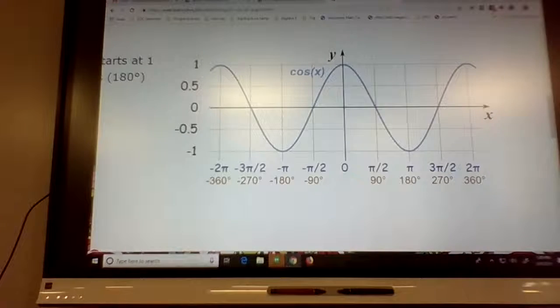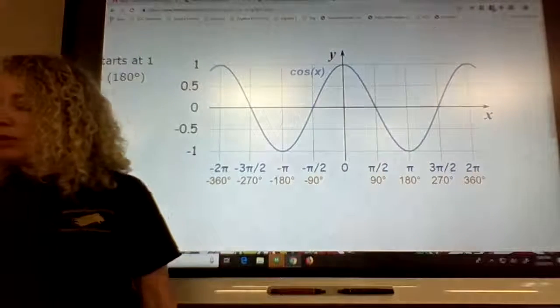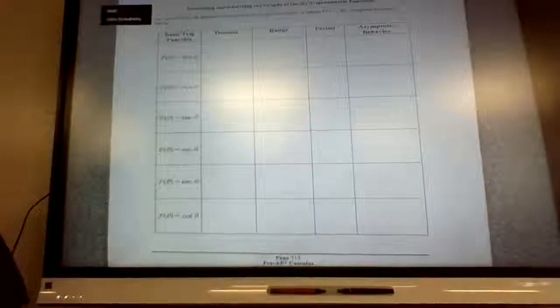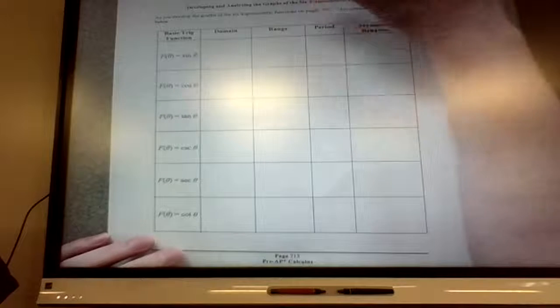All right. Can you answer the stuff on this page with cosine? What is your domain? Negative 1 to 1. Okay. What's your range? Negative 1 to 1. Okay. What's the period of the function? 2 pi. Are there any asymptotes? No, not this time.